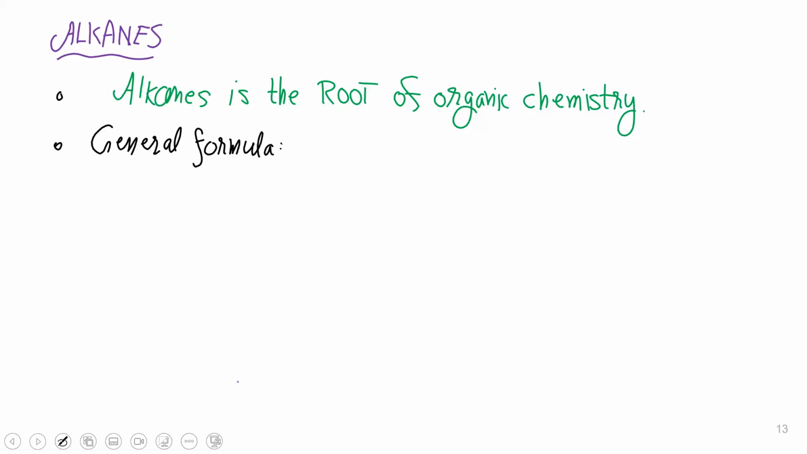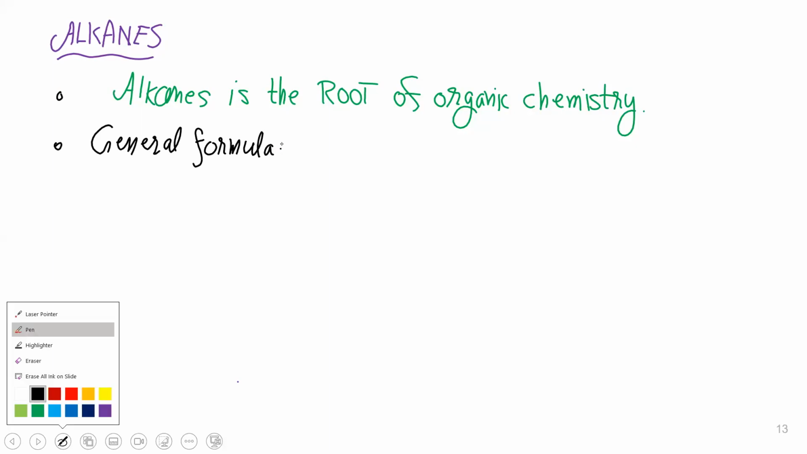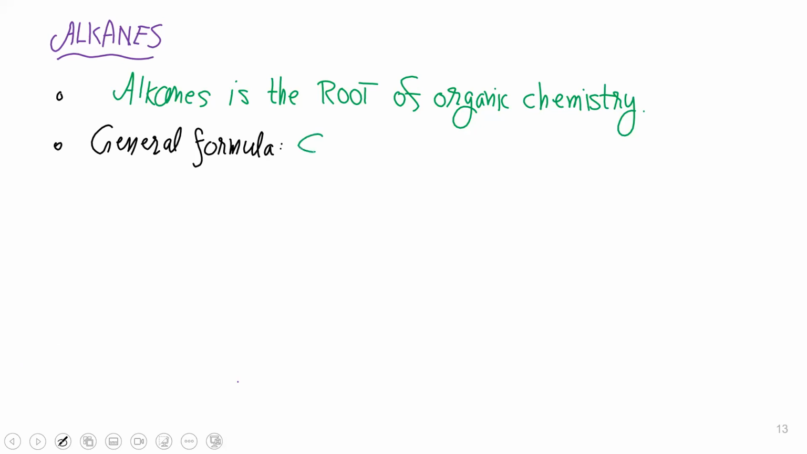General formula. A general formula is like a formula in physics, where you can represent the whole family by a single formula: CnH2n+2. This is called the general formula. You have to copy this.